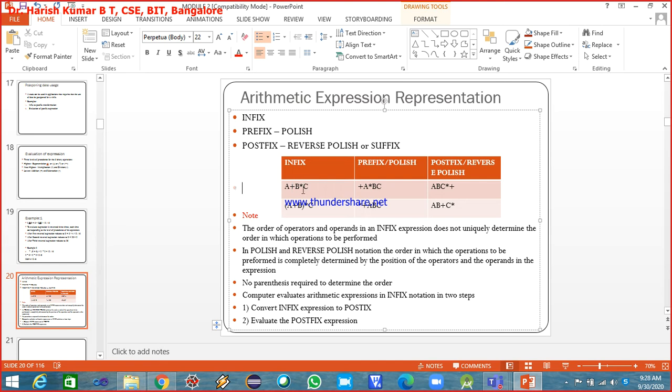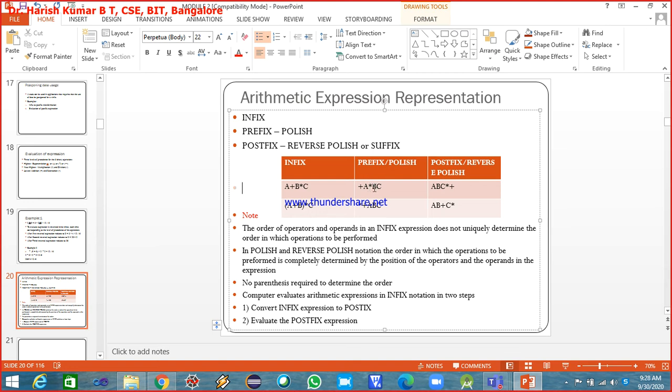Among plus and into, which operator has got highest precedence? Into has got highest precedence. What I am doing now is converting this B into C to prefix expression first. In prefix, I told you the operator should come before the operands. See, B and C are written, and the operator which was here is written before them.